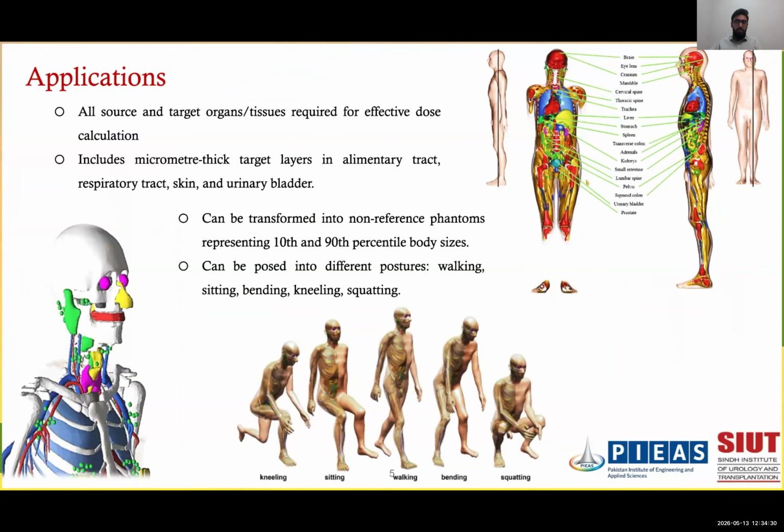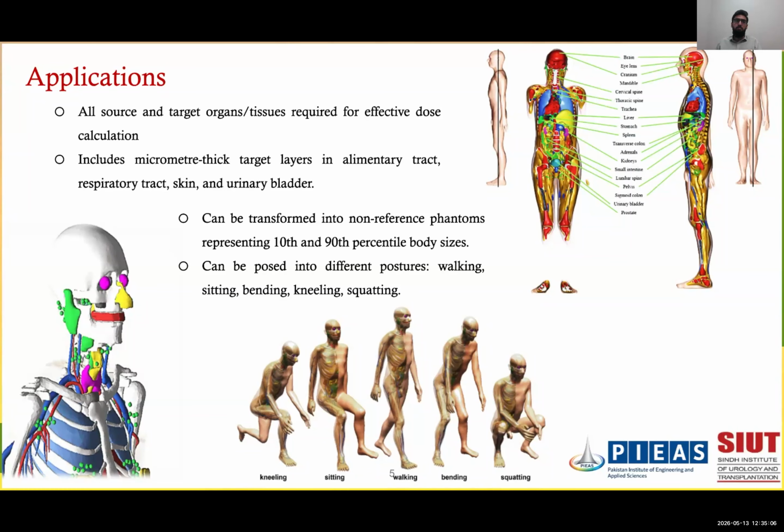Some of the applications are here. These phantoms are highly versatile in their applications. They include all major source and target organs required for the effective dose calculation, and they can represent micrometer thick tissue layers in various systems such as the respiratory and alimentary tracts. Additionally, they can be applied to represent different body sizes and postures as well, making them highly realistic for dosimetric studies, whether from the radiation protection point of view.